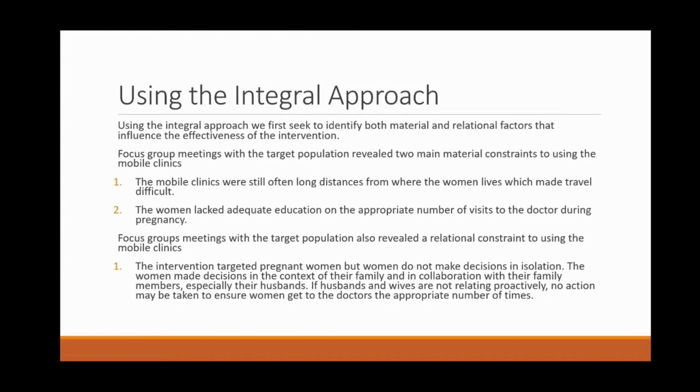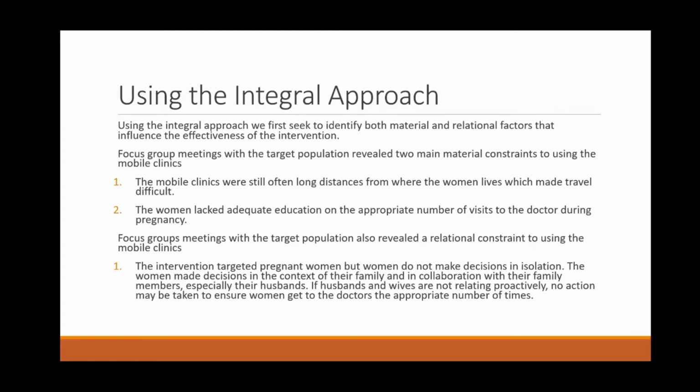researchers were able to identify an additional constraint to the utilization of those mobile clinics. So these interventions targeted pregnant women, but women do not make decisions in isolation. The women made decisions in the context of their family and in collaboration with their family members, especially their husbands. If husbands and wives are not relating proactively, no action may be taken to ensure women get to the doctors the appropriate numbers of times.